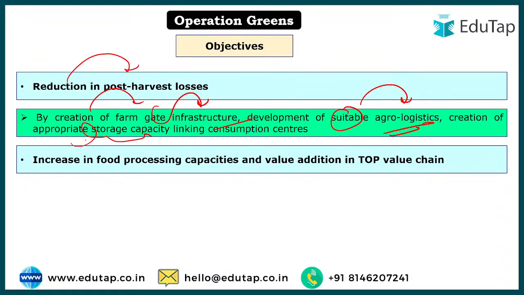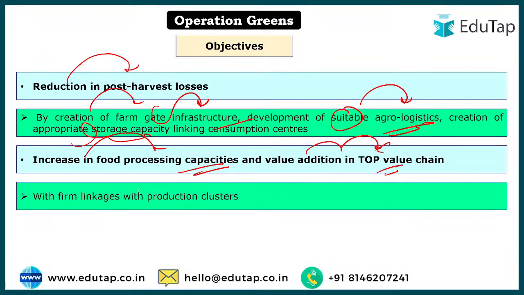Apart from that, what is the other objective? Increase in food processing capacity by and value addition to top value chain. Initially it was top, but now we understand it is for total, okay, with firm linkages with production clusters, right? If you link these farmers with the production cluster, we can improve the food processing capacity of India, right? And therefore they will get the good price for it.